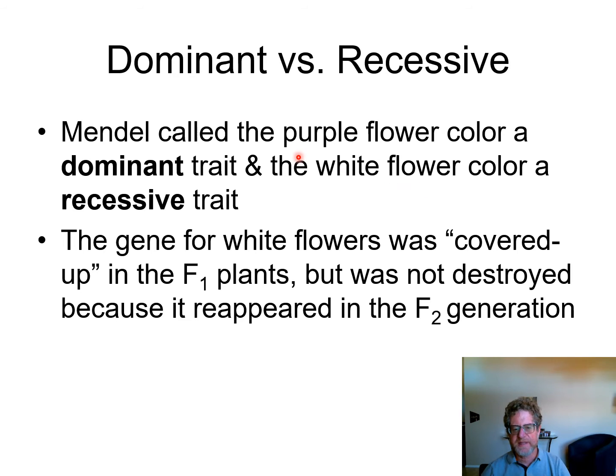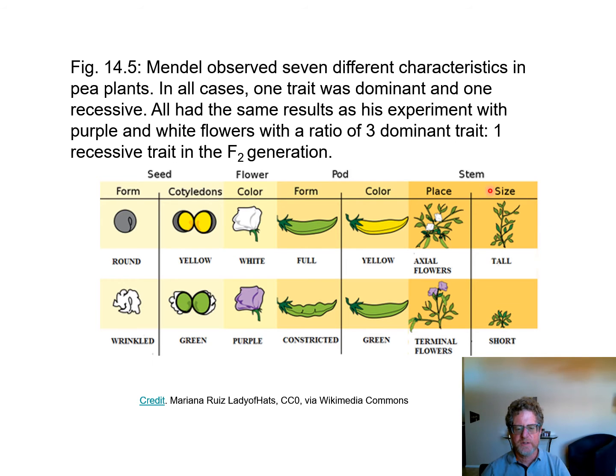The characteristic that covers up the other characteristic, we call that a dominant trait. The characteristic that gets covered up, we call that a recessive trait. In this case, purple is dominant and white flower color is recessive. So these were all the characteristics he looked at, and he found that same pattern in these characteristics, that one trait was dominant and one was recessive. And in the F2 generation, he had 3 of the dominant trait and 1 recessive trait.